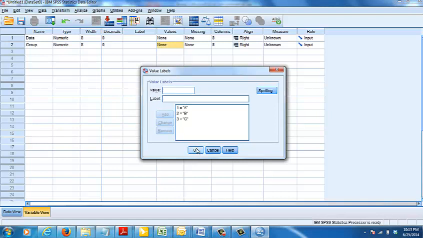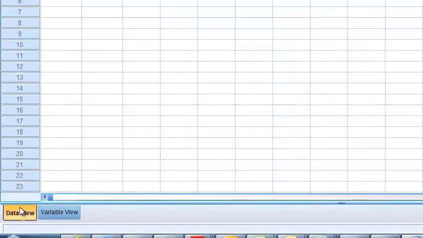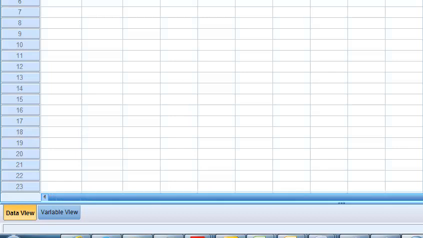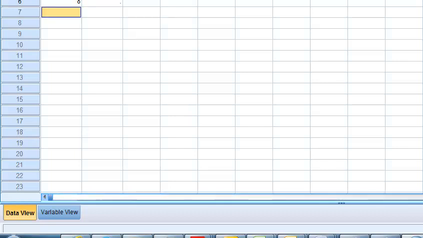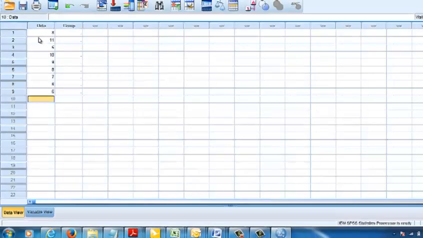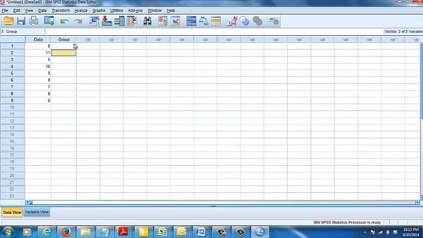So now, when I plug in my data view, I had 8, 11, and 5 in A. I had 10, 9, and 8 in B. And I had 7, 8, and 6 in C. I want to identify these 3 as coming from A, these 3 as coming from B, these 3 as coming from C, and here's a label.